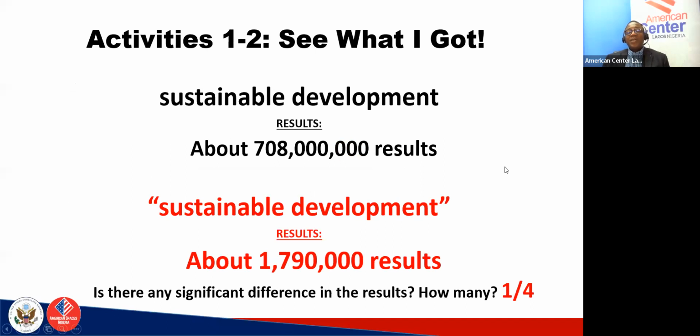Now, can you see this screen? If you use sustainable development, in other words, sustainable and development, you get about 708 million results. But if you use it as a keyword, that means you locked it in with inverted commas, you'll get about 1.7 million. So that's like a quarter. This is exactly what I'm expecting from you.